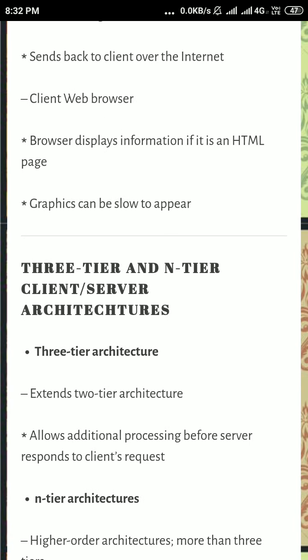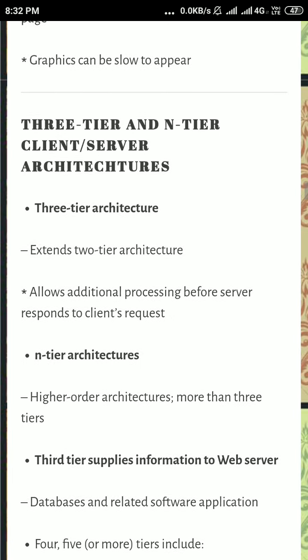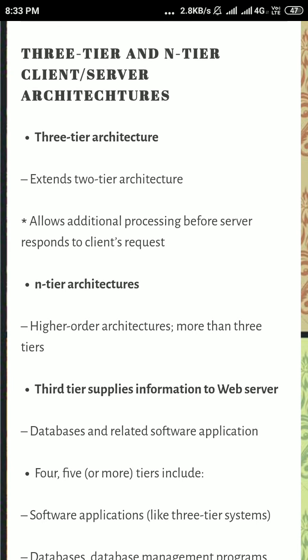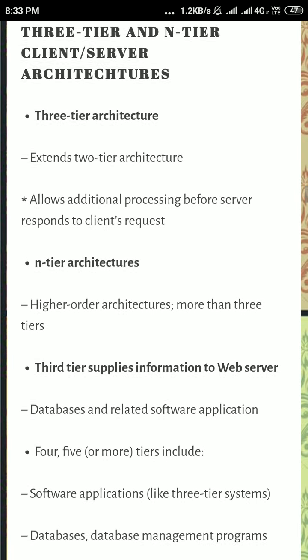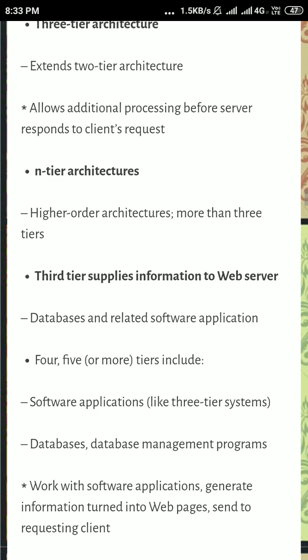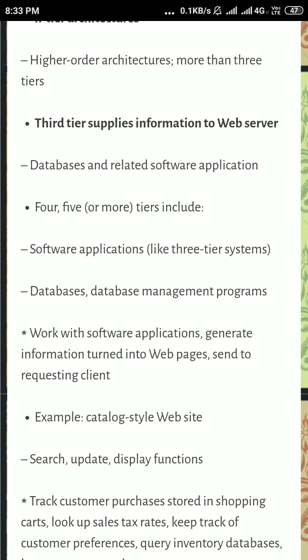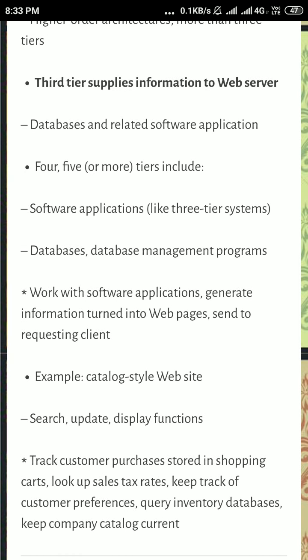Three-tier and N-tier client-server architecture extends two-tier architecture. It allows additional processing before the server responds to the client's request. N-tier architecture is a higher order architecture, with more than three tiers. The third tier supplies information to the web server, such as a database and related software applications. Four, five or more tiers include software applications like the three-tier system. Databases and database management programs work with the software application, generating information that is turned into web pages and sent to the requesting client. An example is a catalog style website with search, update, and display functions. These are the websites which are client server based.